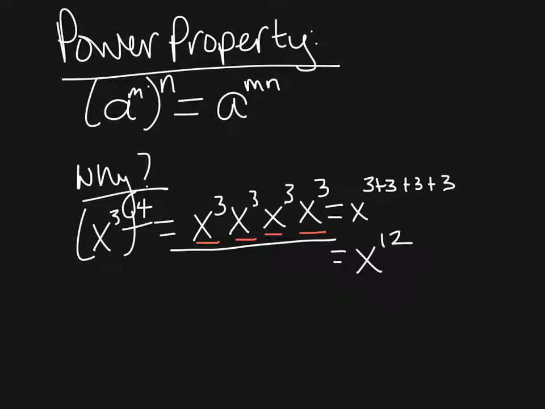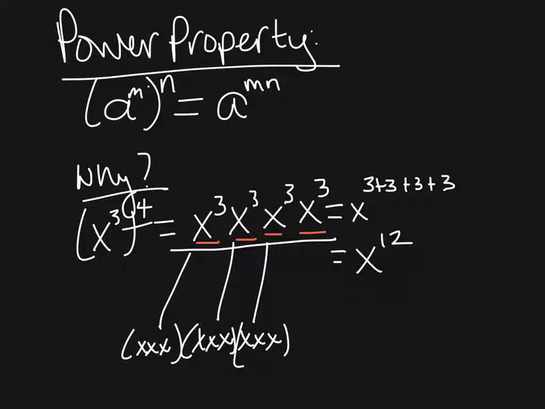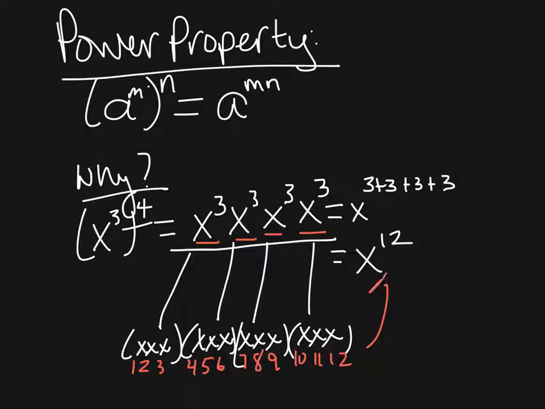Even when you expand this out, if you aren't sure, I do want to say again, when in doubt, expand them out. X to the third is x times x times x, and you can see there that you have 12 different x's that are being multiplied together, which is what x to the 12th means. X times itself 12 times.